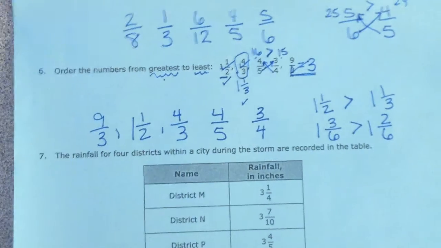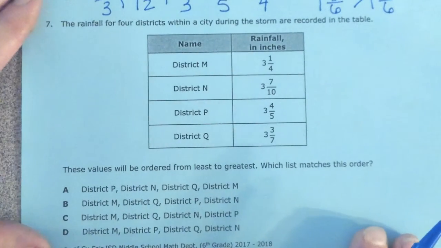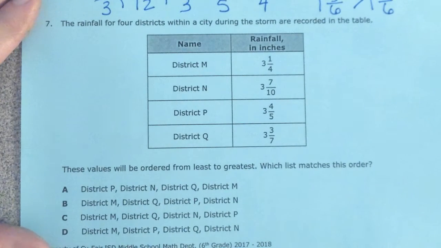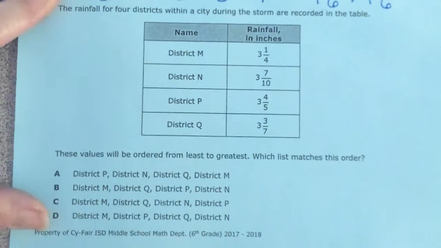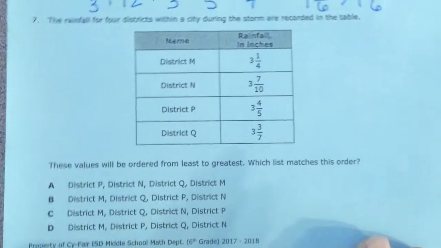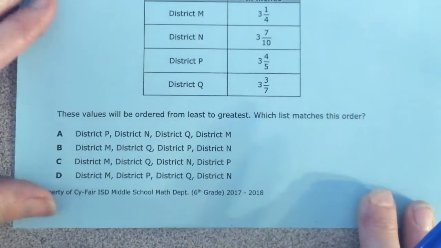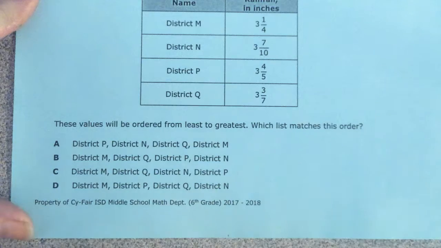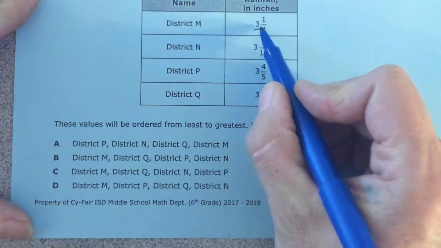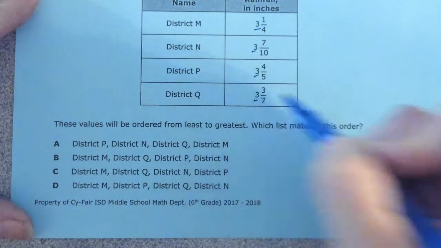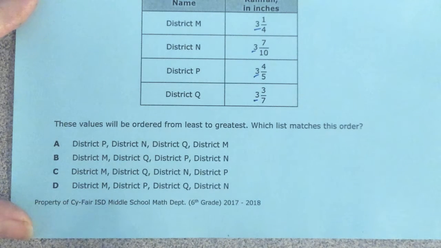Okay, last question. Woohoo! The rainfall for 4 districts within a city during the storm are recorded in the table. List these values in order from the least to the greatest, and which matches this order. Okay, first I want to look at the whole numbers. 3, 3, 3, 3, no help. They're all the same. So then I look to the fractions. I'm going to see, is there any that are more than a half or less than a half?